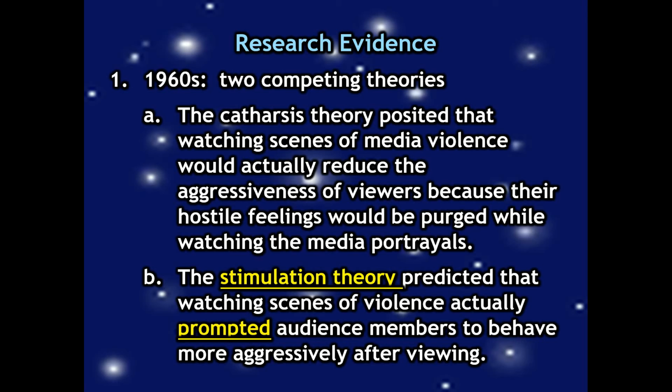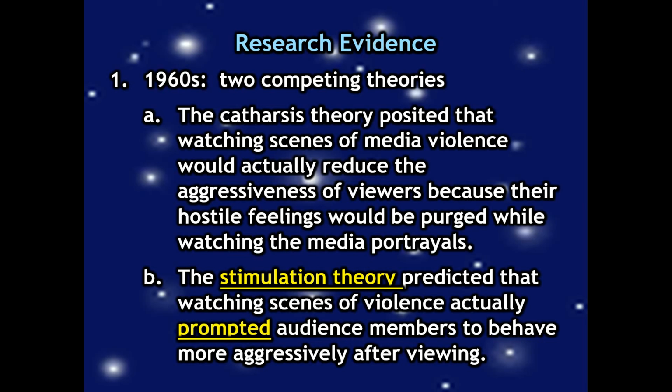Research evidence. In the 1960s, there were two competing theories. The first one being the catharsis theory. This gave the position that watching scenes of media violence would actually reduce the aggressiveness of viewers because their hostile feelings would be purged while watching the media portrayals. So this is the idea that by watching violence being played out, those that were watching it would no longer feel the need to conduct aggressive behavior.